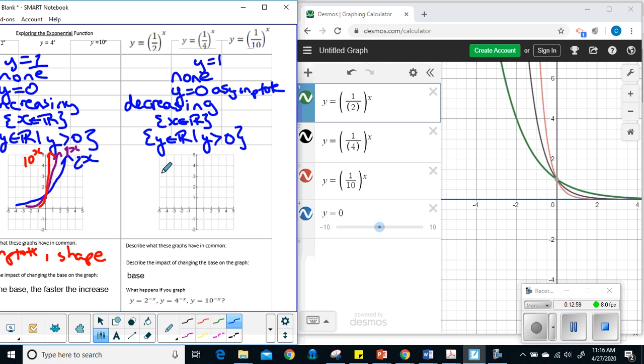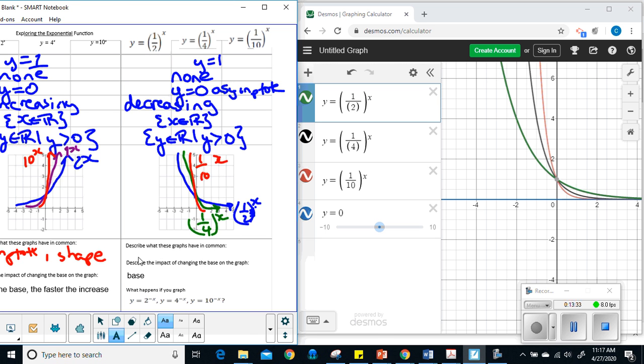And now when we're graphing them, if I have 1/2 x, it looks something like that. 1/2 to the x. When I have 1/4 to the x, it came down like this. 1/4 to the x. And my 1/10 to the x, so when I made that base really tiny, whoa, it decreased really fast. So let's put that into words.